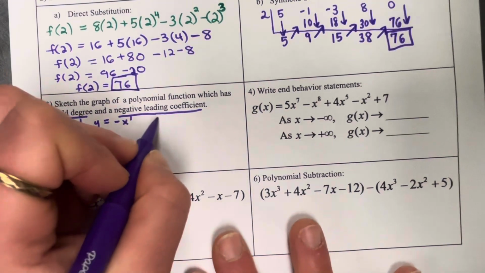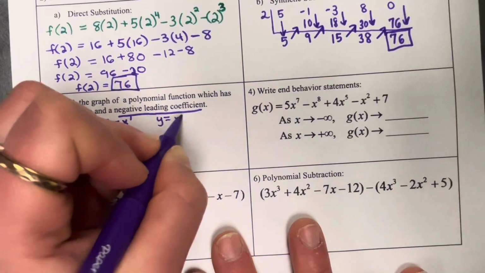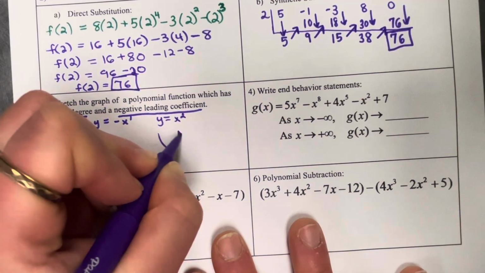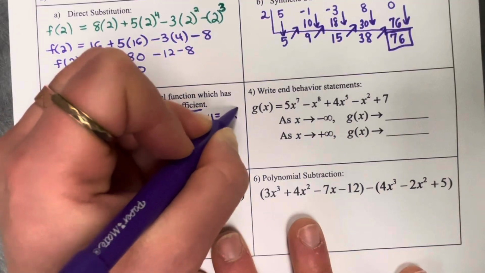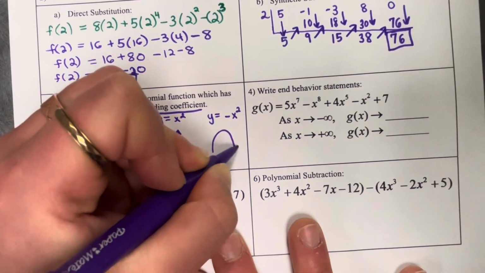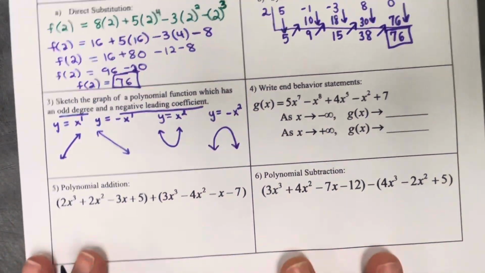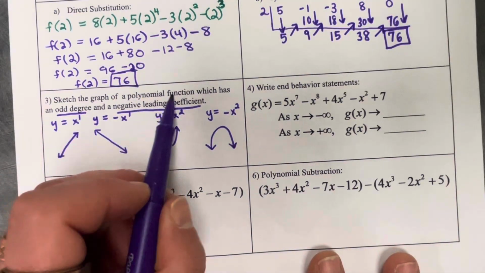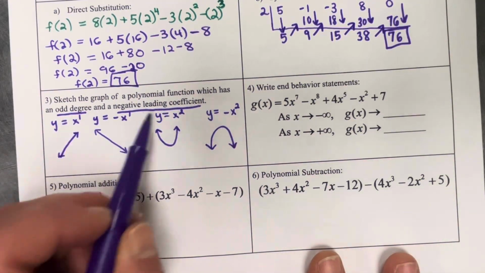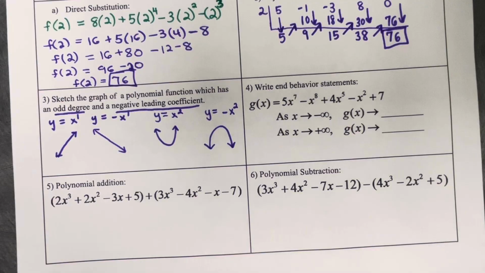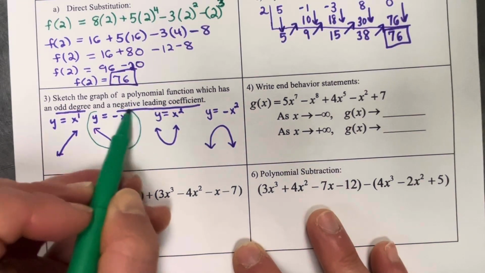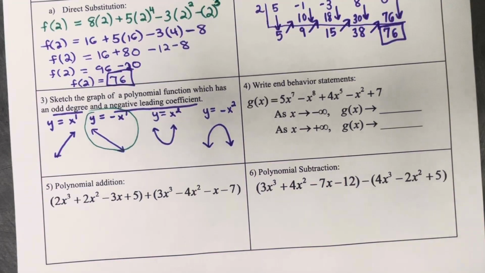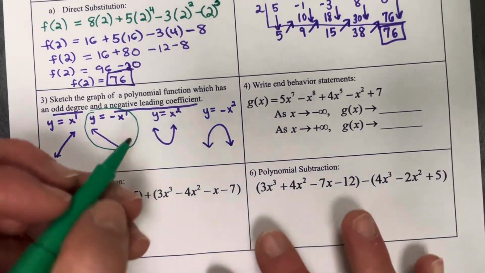And then the other most basic polynomial we can think of is x squared. That's a happy parabola. And then we have negative x squared. That would be a sad parabola because it has a negative leading coefficient. Now, sketch the graph of a polynomial which has an odd degree and negative leading coefficient. So it's going to look most like this one. It could be that, but most likely it's got a few more bumps in the graph.